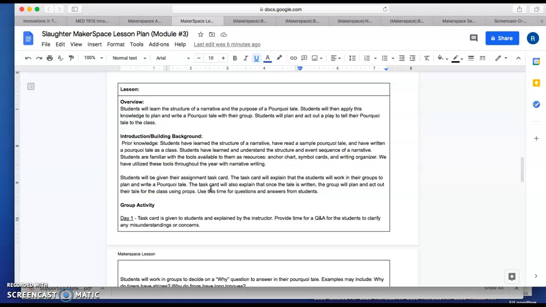The prior knowledge is that students have already learned the structure of a narrative and have read a simple pourquoi tale. We've also actually read about why the pollywogs wiggle, and then we've also written one as a class. Students have learned and understand the structure and event sequence of a narrative. Students are familiar with the tools available to them as resources: anchor charts, symbol cards, and writing organizers. We've utilized all these tools throughout the year with narrative writing anyway.